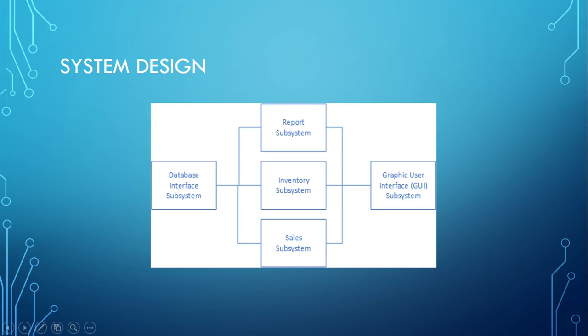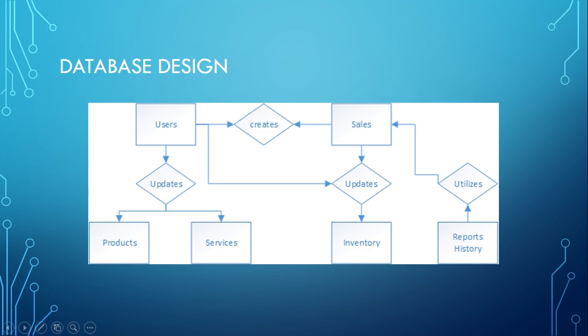We'll have a user interface subsystem. That'll be the interface for the users that'll be using the system. This is the database design. We'll have users here that'll be able to update products and services. Also, they'll be able to create sales and update inventory, and the report history will be able to utilize the sales for their reports. This is the ER model for the database.